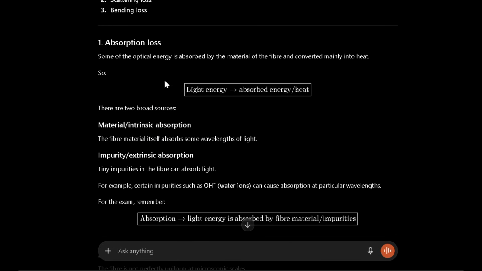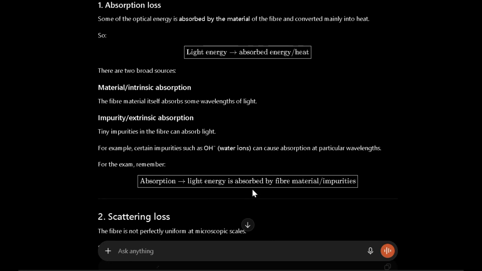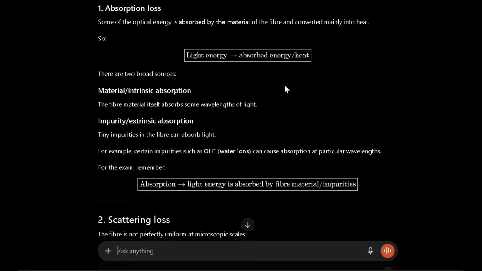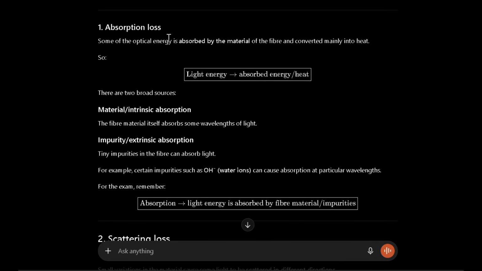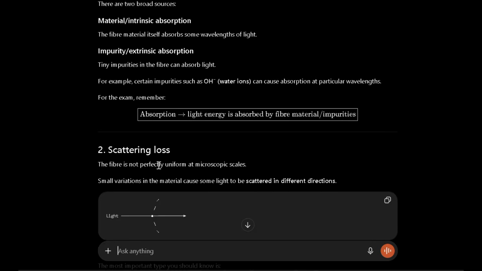Absorption loss: some of the light energy is absorbed by the fiber material or impurities. So absorption loss is of two types: material absorption and impurity absorption, or we can also call them intrinsic absorption and extrinsic absorption. The fiber material itself absorbs some wavelengths of light. This is called material absorption. Tiny impurities in the fiber can also absorb light, like water ions.